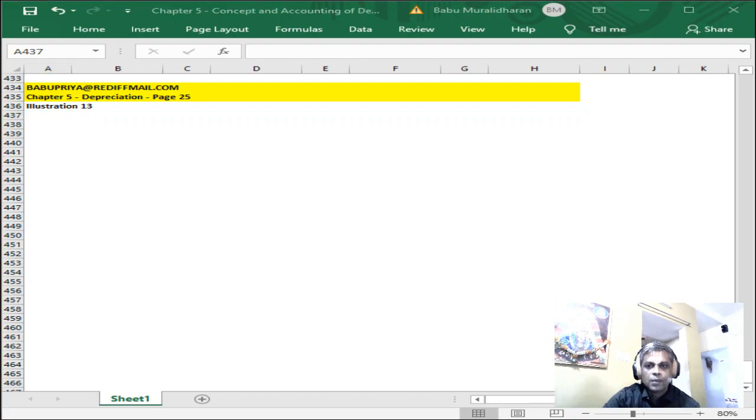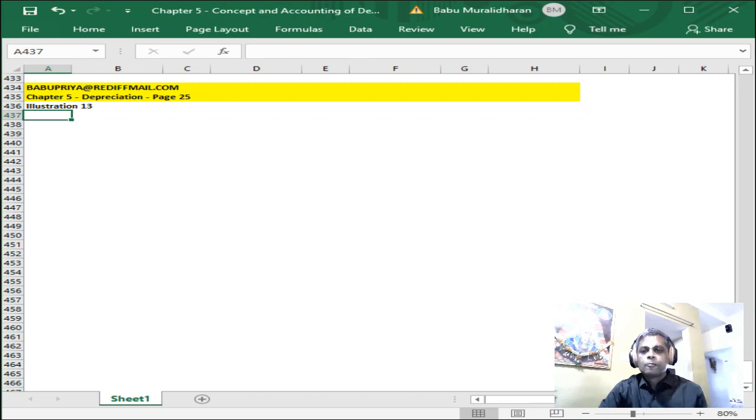Let's continue with the depreciation. I'm in illustration 13, right? So, a machine of cost rupees 12 lakhs is depreciated straight line, assuming 10-year working life and zero residual value for 3 years. Zero residual value for 3 years, okay?